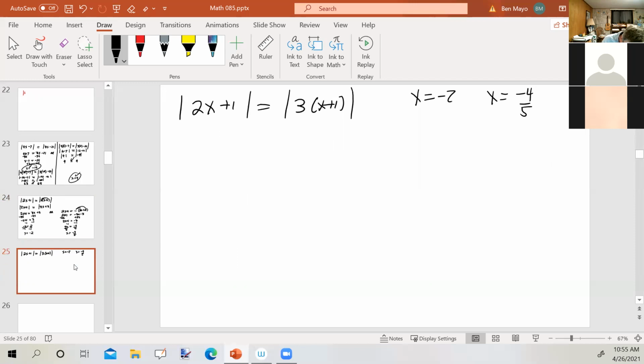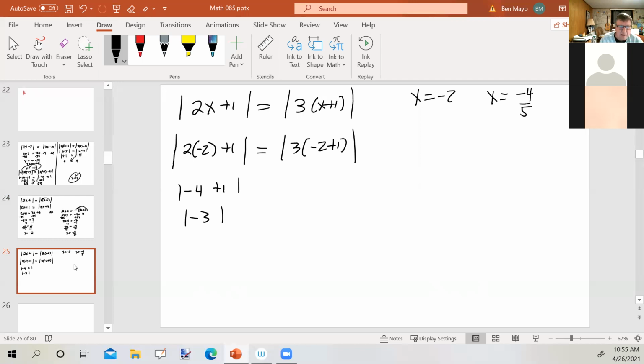All right, so let's take the case of x equals negative 2. We would get the absolute value of 2 times negative 2 plus 1 equals the absolute value of 3 times the quantity negative 2 plus 1. On the left side, 2 times negative 2 is negative 4. So we have negative 4 plus 1, which is negative 3, still inside the absolute value bars, but the absolute value of negative 3 is 3.